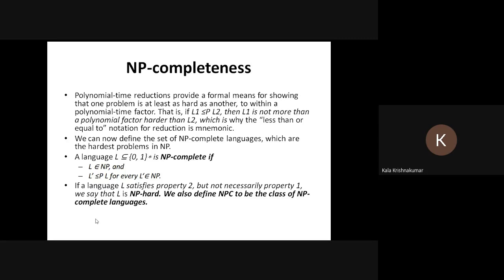And if some language satisfies only property 2, that is, for any language L', you should be able to reduce that to L in polynomial time, then L is known as NP hard. If only the second condition is met, then the language L is known as NP hard. And if L is in NP also, if both conditions are satisfied, then it is NP complete. And NPC means NP complete.